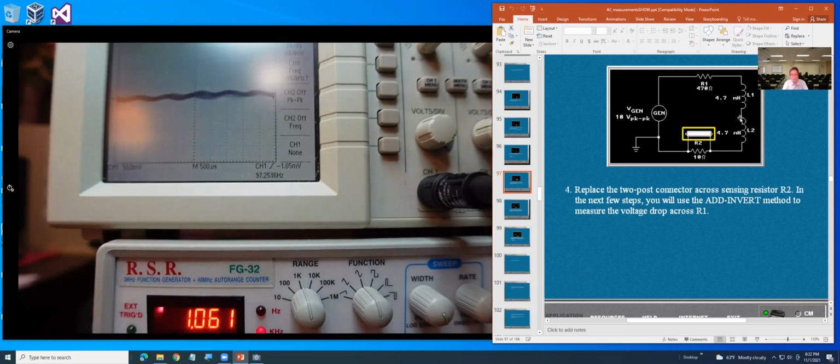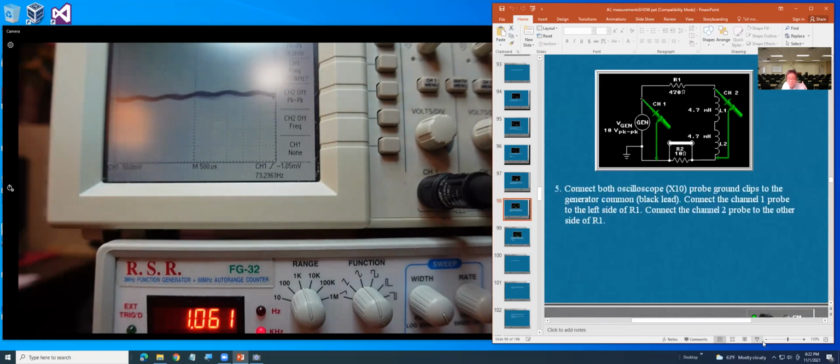Okay, then what do they want to do? Now they want to connect channel 1 of the scope to the output of the generator, and channel 2 of the oscilloscope to the right side of R1. What do they want? They want to measure the voltage across R1.